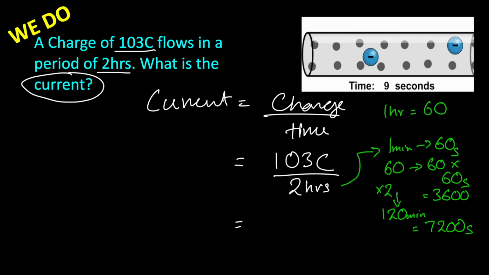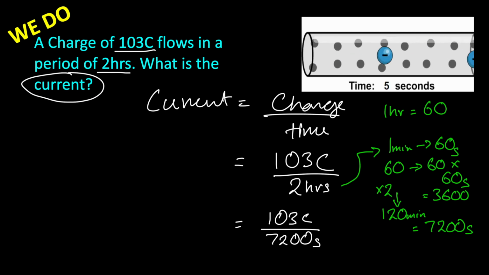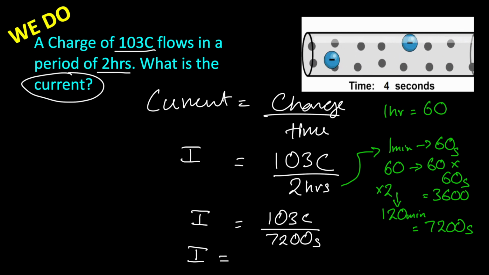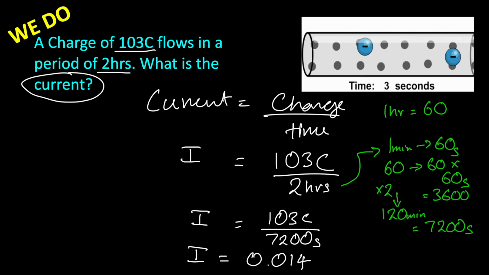So let's substitute that into our equation. 103 coulombs divided by 7,200 seconds. We can simply add that into our calculator and get our answer of 0.014 amperes. Let's try another.